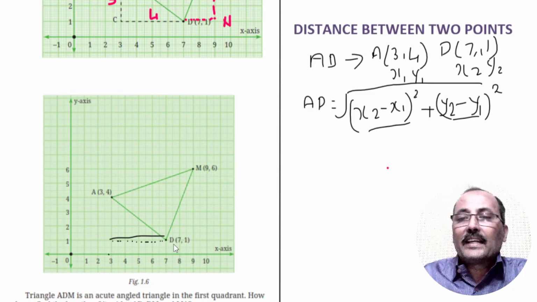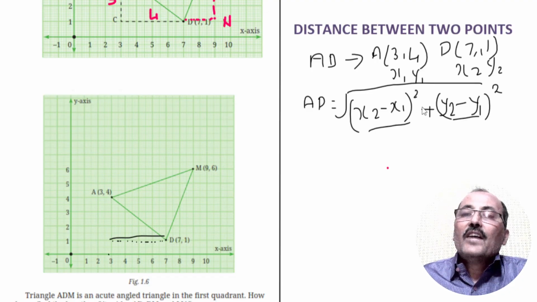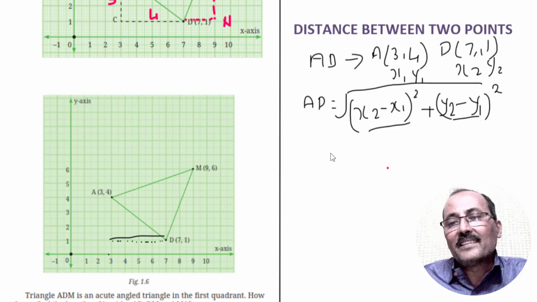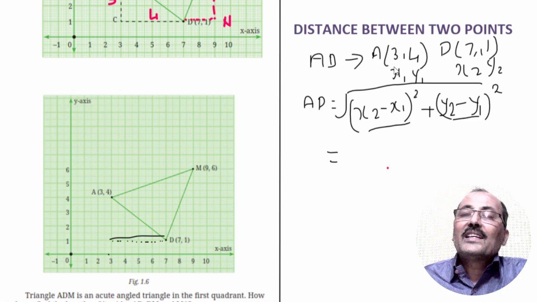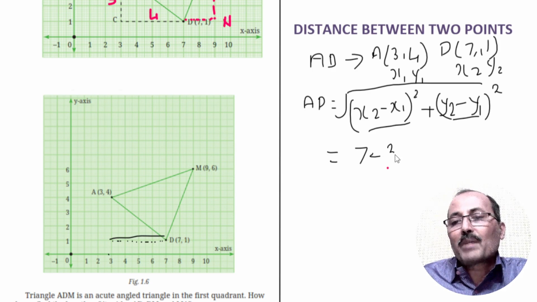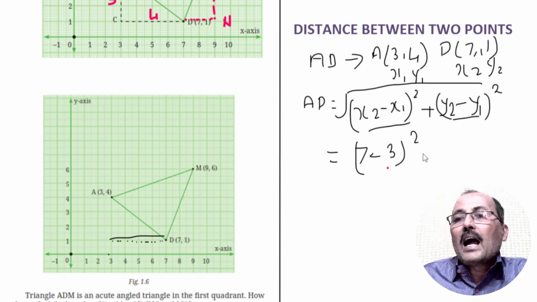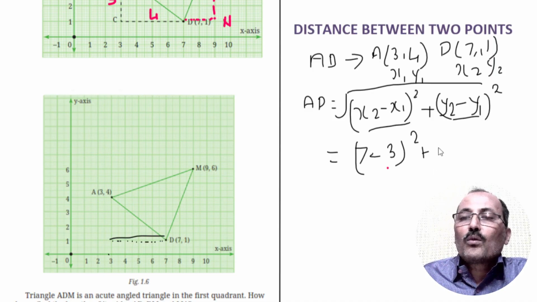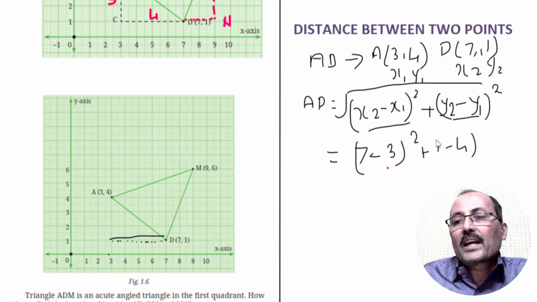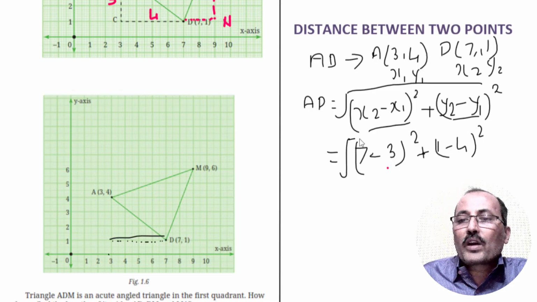You can name anything, because by squaring, whether you do smaller minus bigger or bigger minus smaller, both will be positive only in this case. So now you see this one is x1, y1, and this is x2, y2. So 7 minus 3, you write here (7 minus 3) whole square, plus y2, which is (1 minus 4) whole square. Larger minus smaller, or smaller minus bigger, also it is okay.